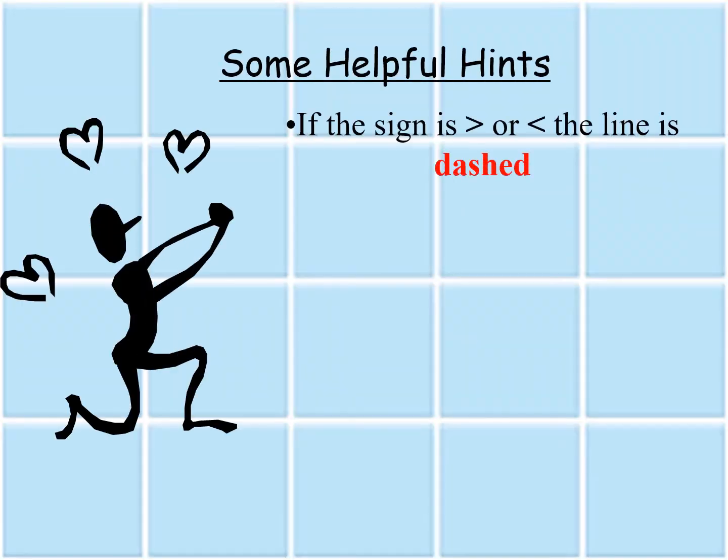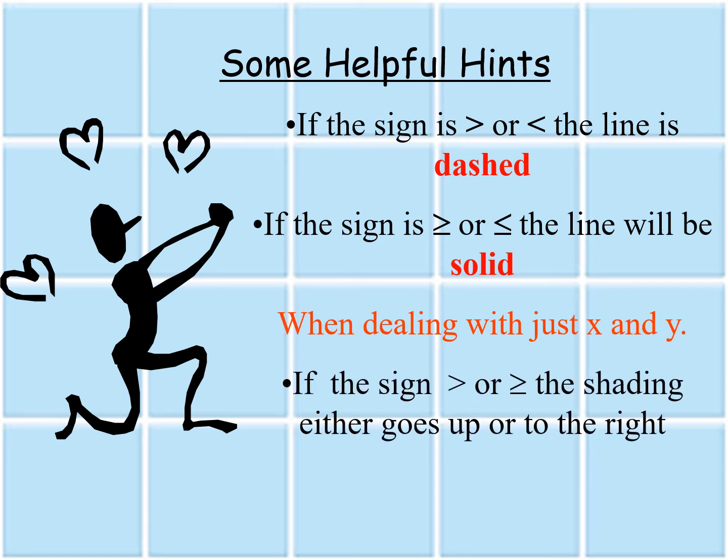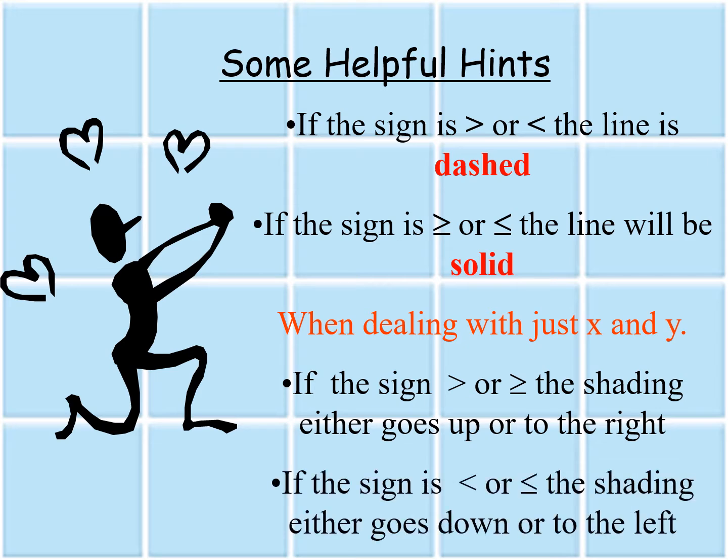So here are some helpful hints for you to remember. If the sign is greater than or less than, the line is dashed or broken. If the sign is greater than or equal to, or less than or equal to, the line will be solid. And when we are dealing with just x and y, if the sign is greater than or greater than or equal to, the shading goes up or to the right. And if the sign is less than or less than or equal to, the shading goes down or to the left.